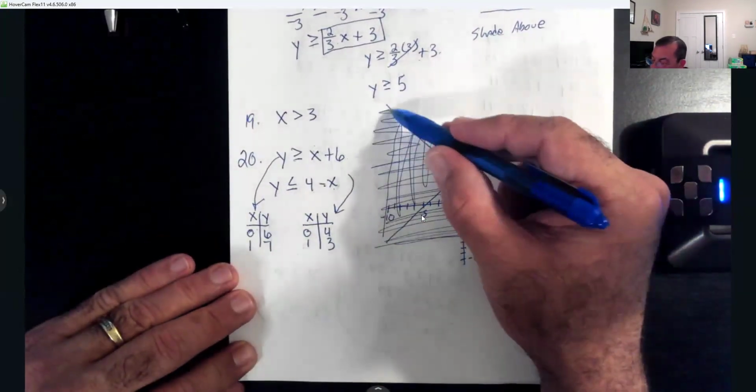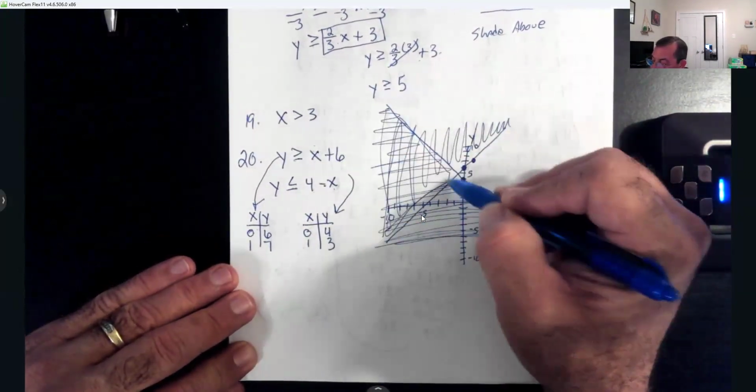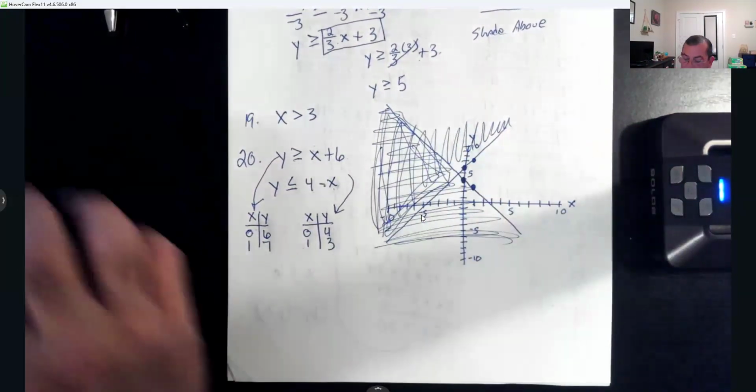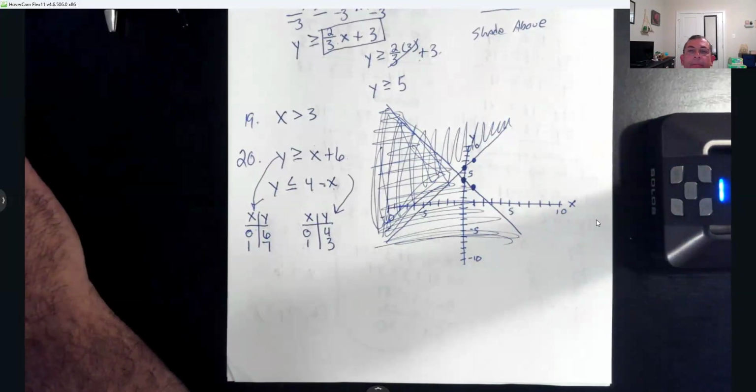So notice the double shaded area is this section right here on the left side. All right, y'all, so on the calculator real quick, remember.